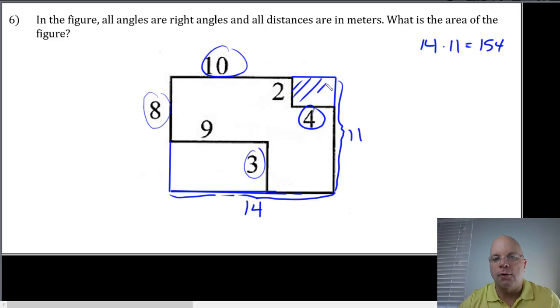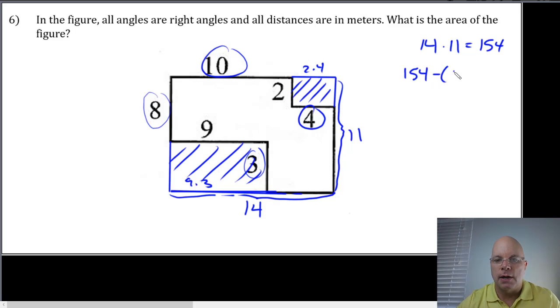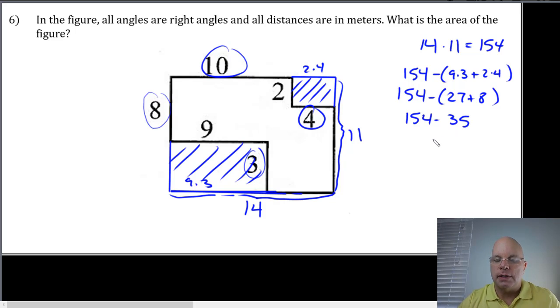Then I'm going to subtract out these pieces since they're not part of the figure. And these are easy to calculate because this is a 9 by 3 and this is a 2 by 4. So 154 minus 9 times 3 plus 2 times 4 is 154 minus 27 and 8. 154 minus 35 is, if I just subtract 34, that's 120. I subtract one more, that's 119. That's what we got when we used the other method also. And since the side lengths are measured in meters, this would be meters squared.